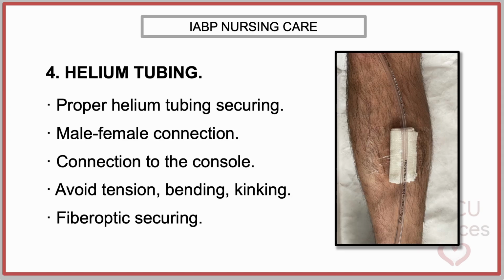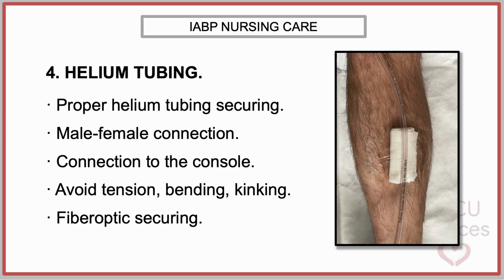The entire tubing system should then be positioned in a way that allows safe patient care and routine patient movement without placing tension or mechanical stress on the catheter. The helium tubing should be routed carefully from the insertion site toward the console, avoiding sharp bends, and ensuring that it is not compressed by bed rails, patient positioning, or other equipment.